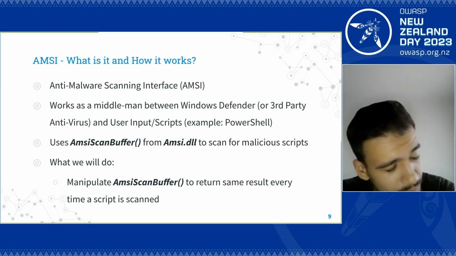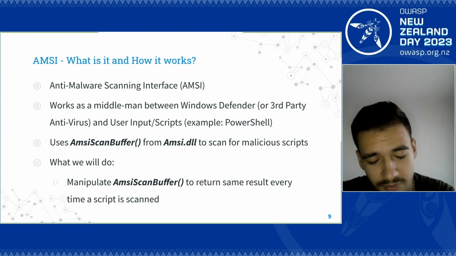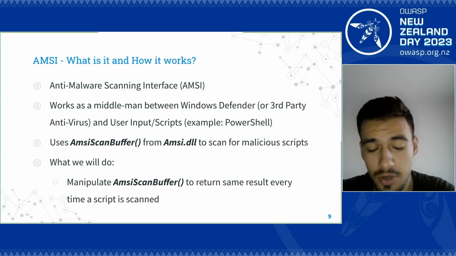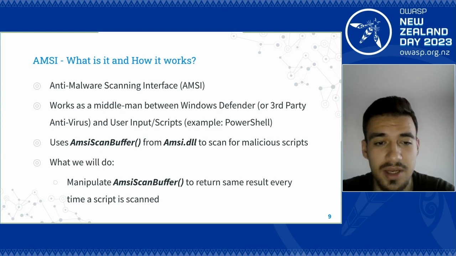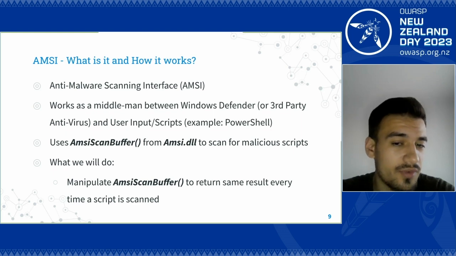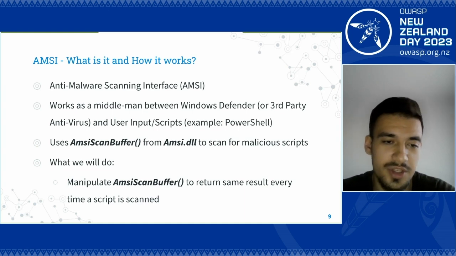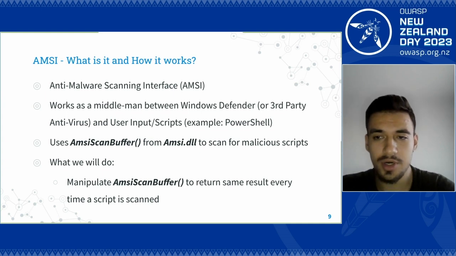So to do that, we will be taking a look at the function that is used to scan those PowerShell scripts. That is the AmsiScanBuffer function that is loaded from the amsi.dll library. So what will be our purpose here? It is basically to patch the AmsiScanBuffer function within the amsi.dll library, so to manipulate it in order to return the same result every time.